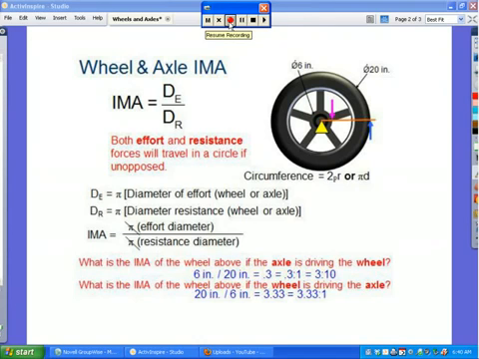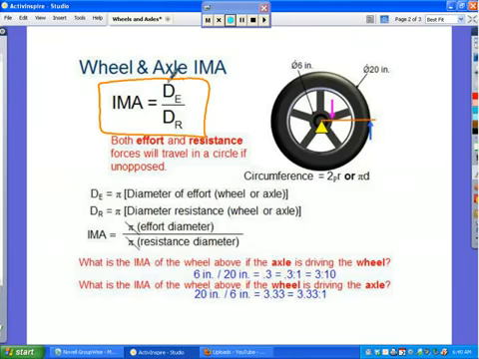Now that we have the basic understanding of a circle, let's look at a quick example of ideal mechanical advantage. As with all of our other simple machines, ideal mechanical advantage deals with distances. It's our distance of effort over our distance of resistance. In the case of a wheel and axle, we talk about diameters. Here's your circumference formula again.